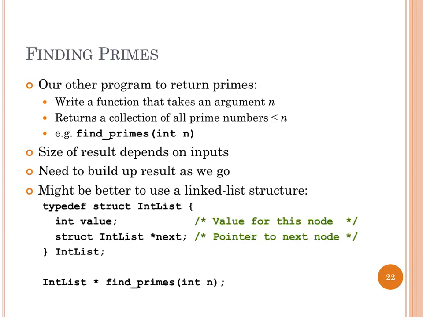Okay? And so maybe we'll use a linked list. Everybody here confident with linked lists? Hopefully? Yay. Okay, good. This simple example, right? We have a value, and then we have a pointer to the next node in the list. And so we can just string these things together and have find_primes return, let's say, the head of the list, so that you can just chase through and find all the prime numbers that were found. Okay?